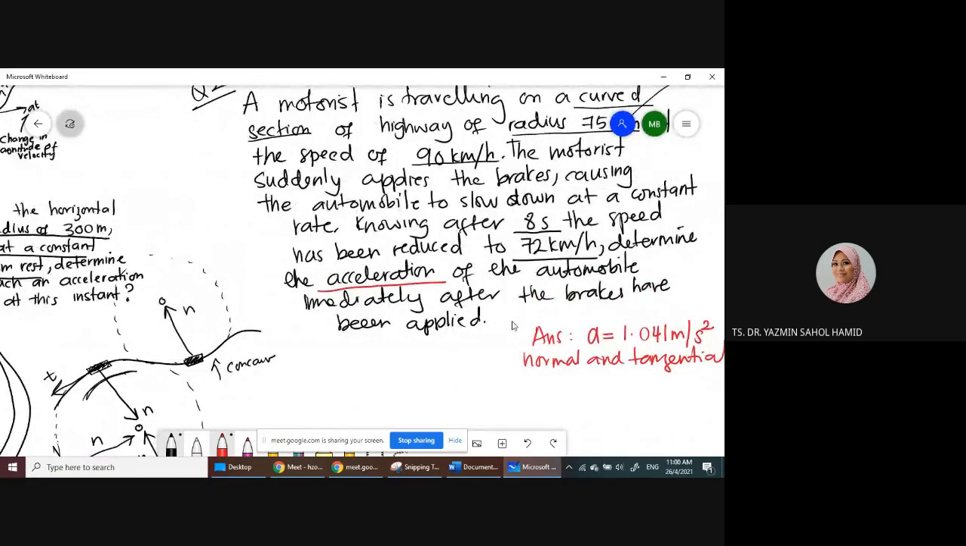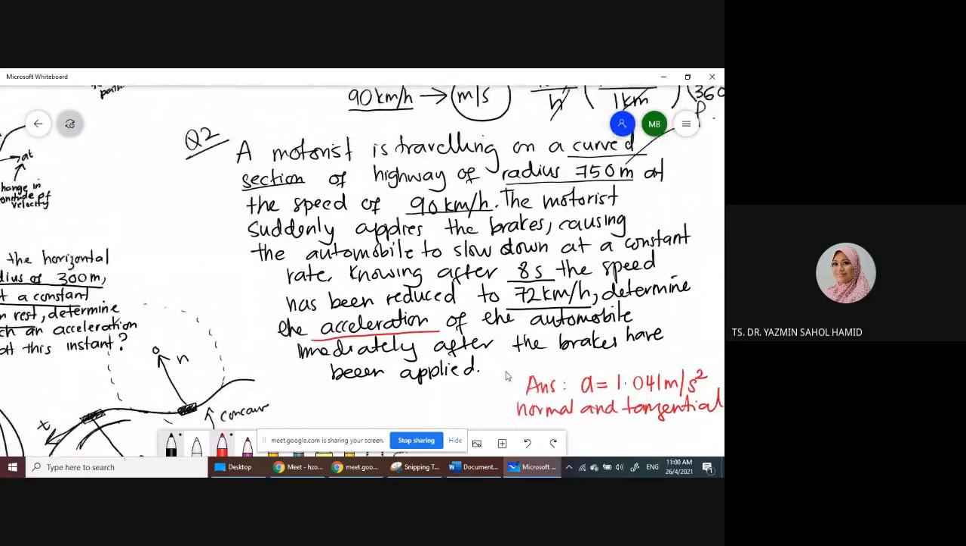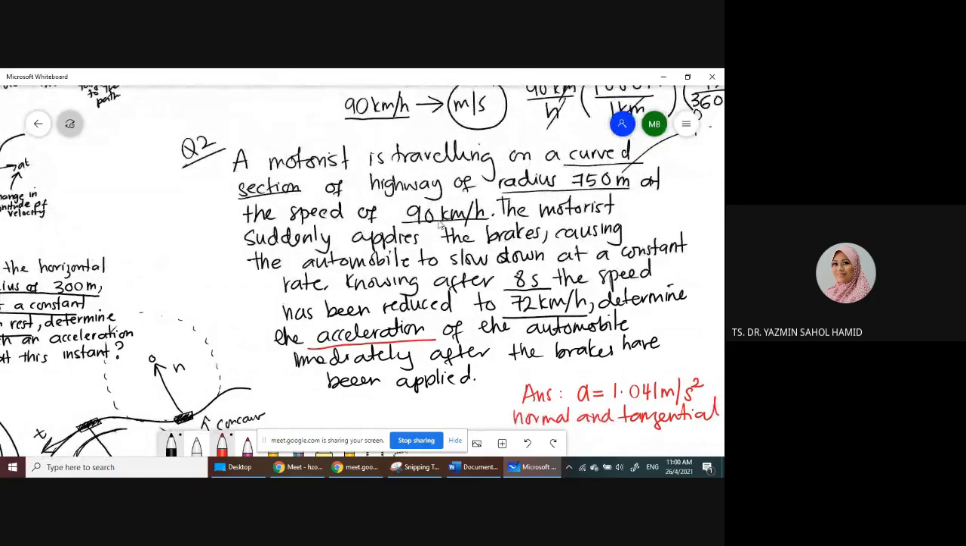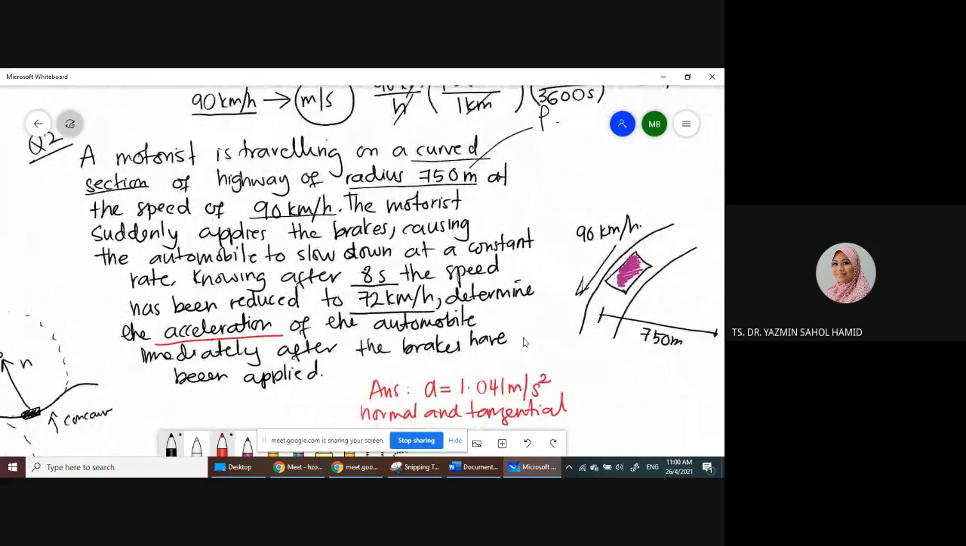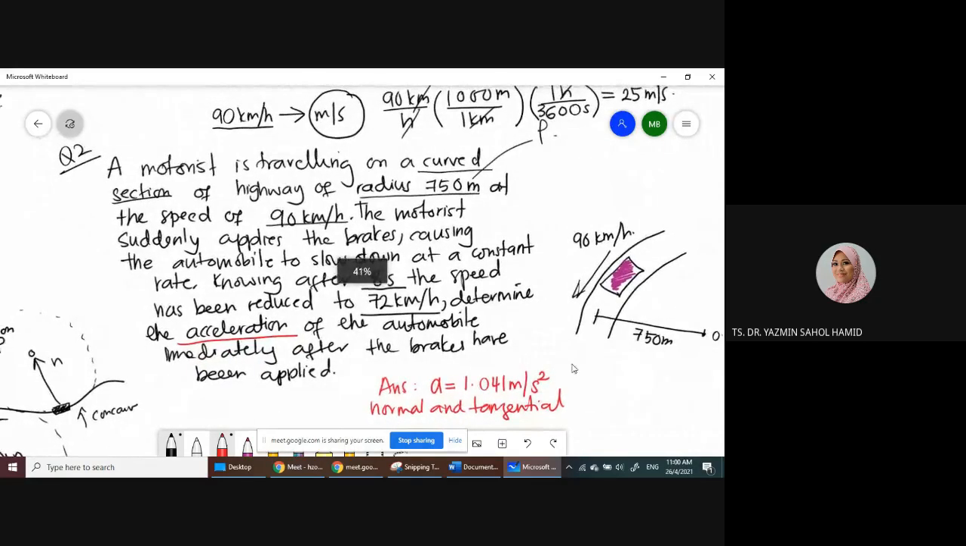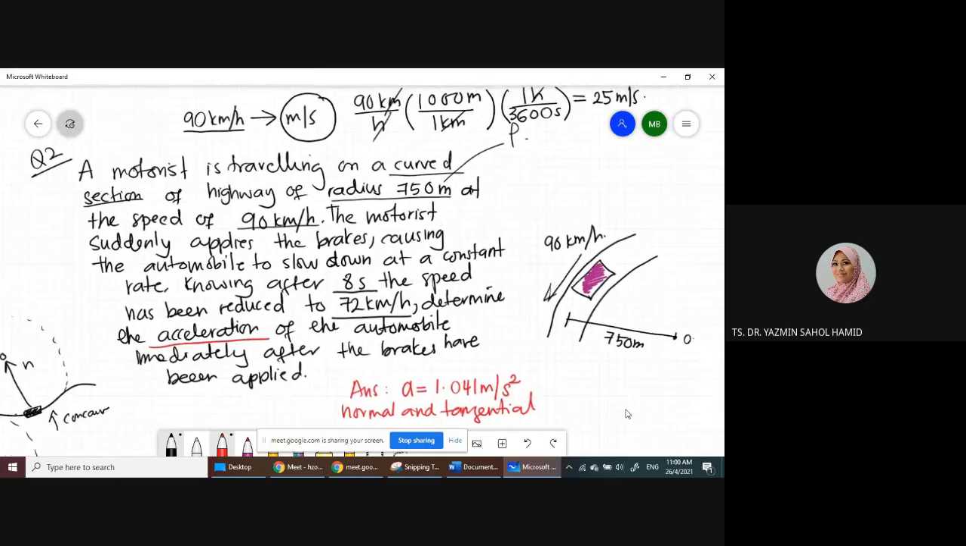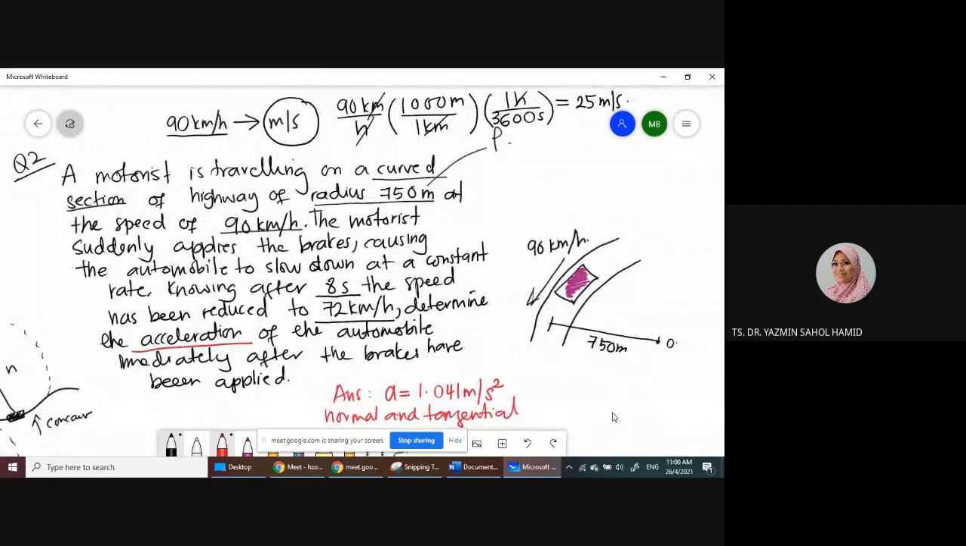How do you find a_t? How do you find a_n? Okay, you must find them. But now there are two other speeds. First it was 90 kilometer per hour. Then after that, they reduced the speed to 72 kilometer per hour. There is a small trick there, but it's very simple and straightforward. Can you please try this question and then come back to me with the answer? If you get the answer correct, it means your solution must be correct. But if you don't get the answer and you don't know what to do and you're stuck, you can ask me.